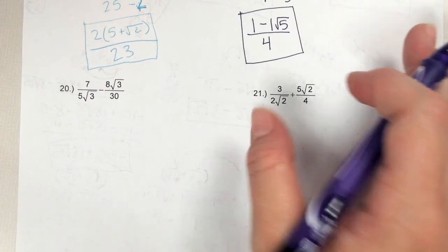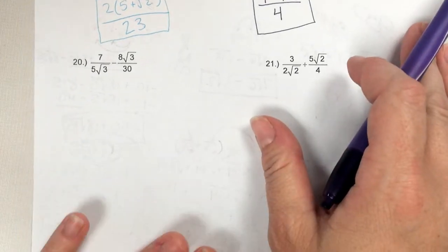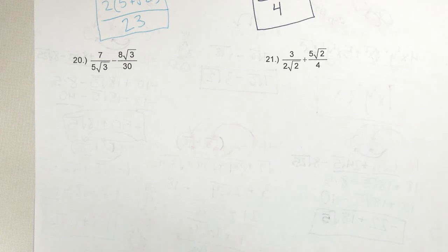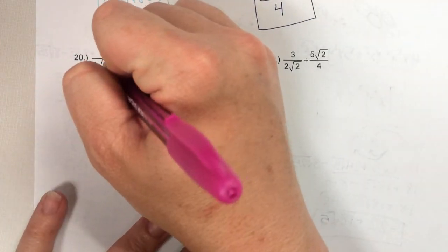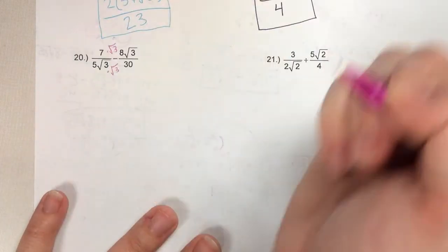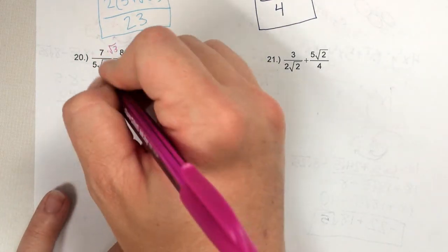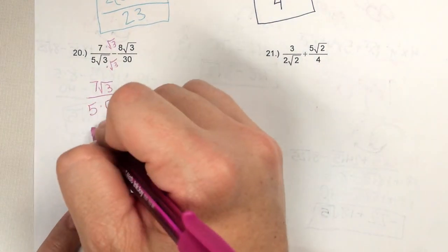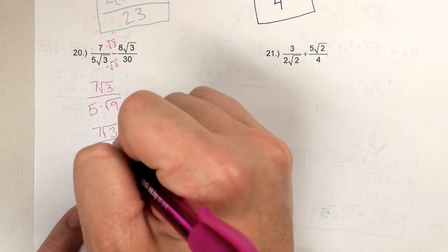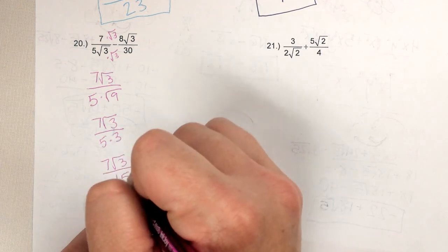Okay, 2 more. These are adding and subtracting, and you would need a common denominator, but you also have to rationalize that denominator. So I personally like to rationalize the denominator first, which means getting rid of the radical. Well, I only have a radical in this one, so I'm going to get rid of it by multiplying by square root of 3, top and bottom. So I get 7 square root of 3 over 5 times the square root of 3 times 3, which is 9. Well, that leaves me with 7 square root of 3 over 5 times 3, because the square root of 9 is 3. And that leaves me with 7 square root of 3 over 15.